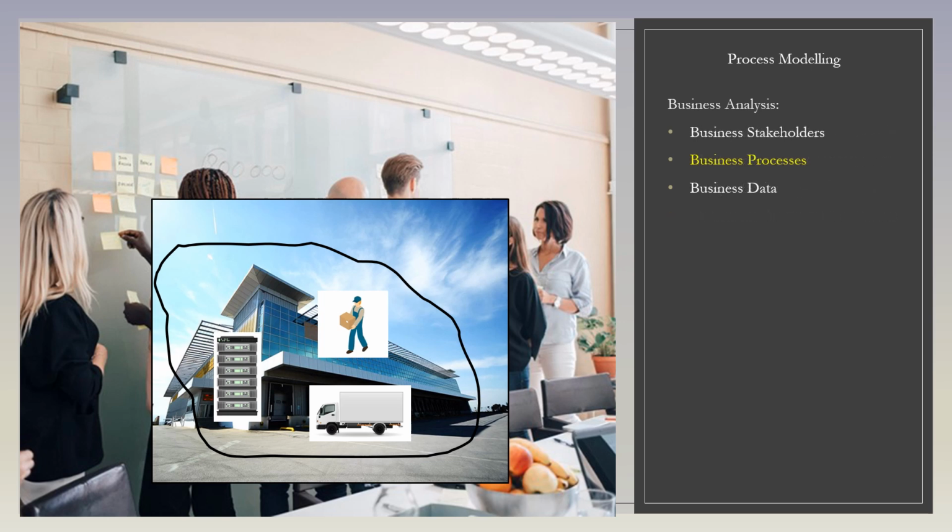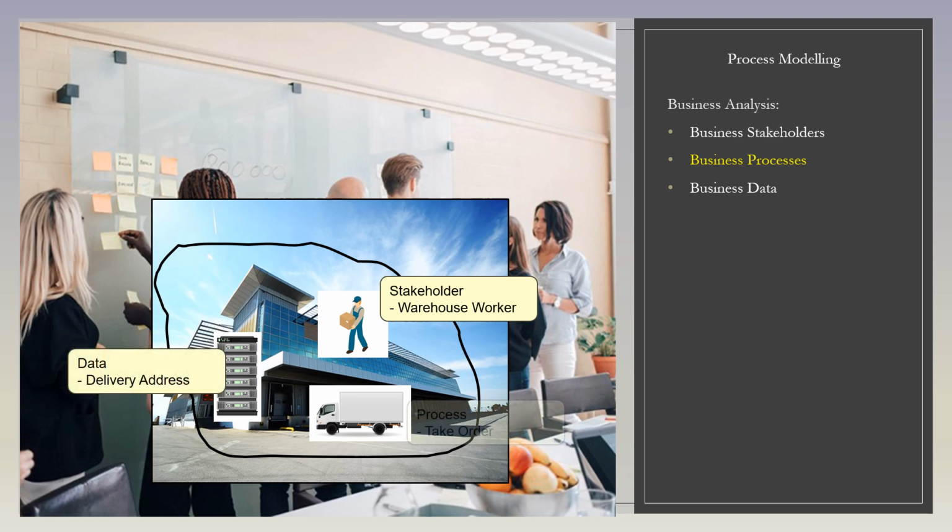We might look at a number of areas within a business, but perhaps the three key ones are business stakeholders, the people and organisations that work within and with a business organisation, business data, and our key focus here, business processes.